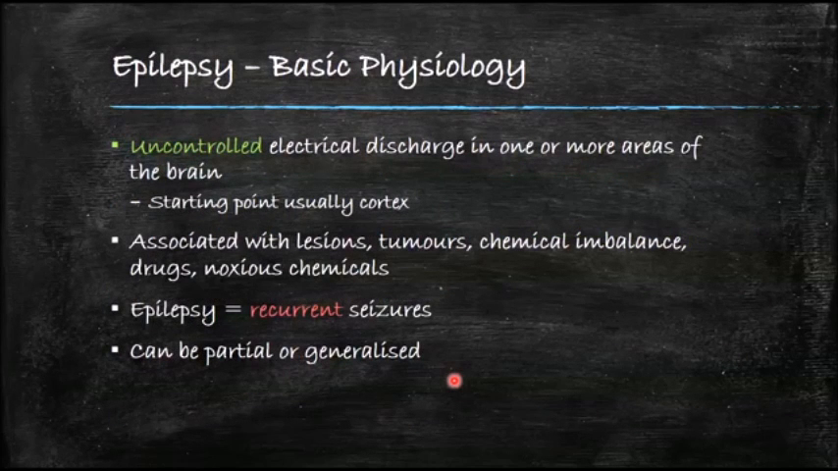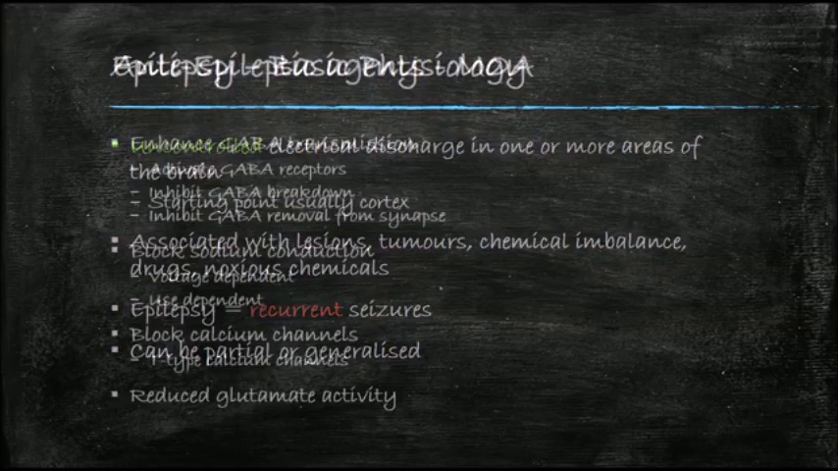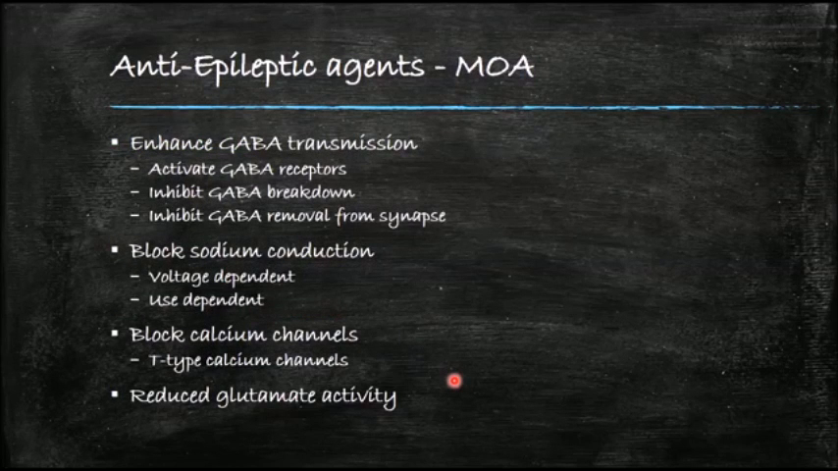Right, so epilepsy is the uncontrolled electrical discharge in one or more areas, and it usually starts in the cortex, then spreads. Epilepsy in itself is multiple seizures. So if you've had one seizure, you don't have epilepsy, you've had a seizure. There's a few different ways to treat seizures. You can either increase the dampening hormone, which is GABA, or you can decrease your excitatory stuff, which is usually sodium. And that's basically how all of the drugs work.